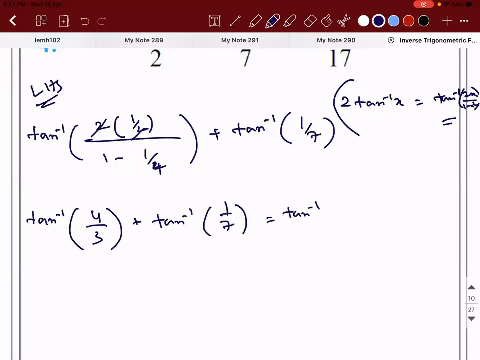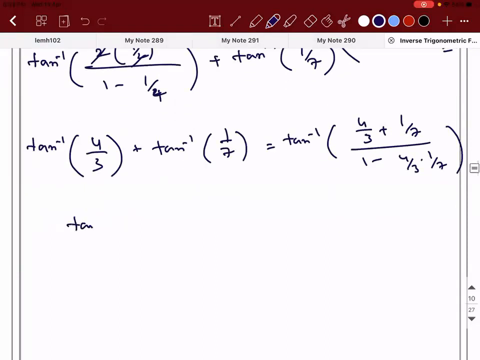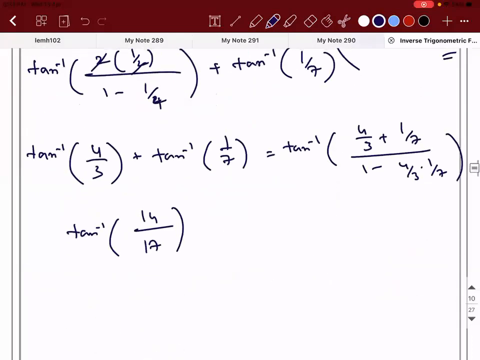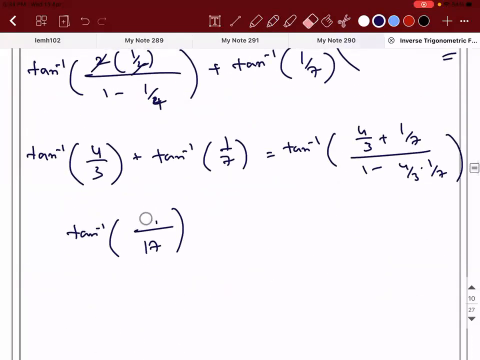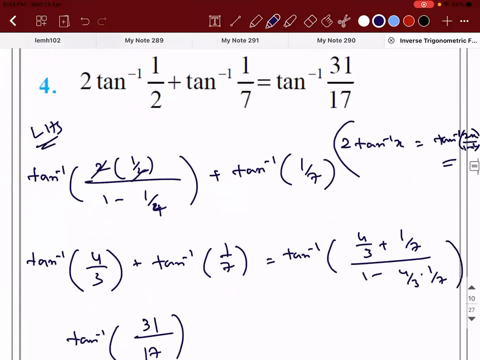This will be tan inverse of 4 by 3 plus 1 by 7 by 1 minus 4 by 3 into 1 by 7. So how much is this? Tan inverse of 11 plus 3, 14 divided by 21 minus 4, 17. 14 by 17. Is that the answer? Did I miss something? Oh, 28. Sorry, I made a mistake. So tan inverse of 21 by 17, correct?